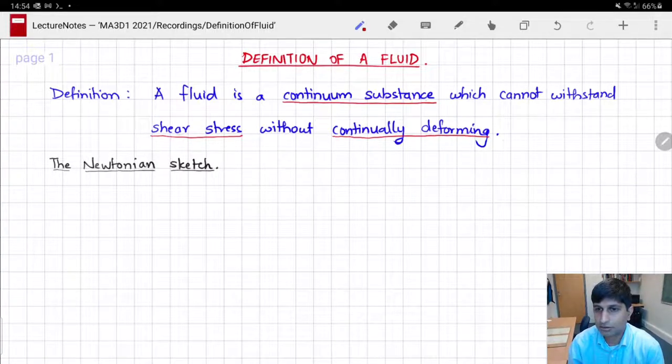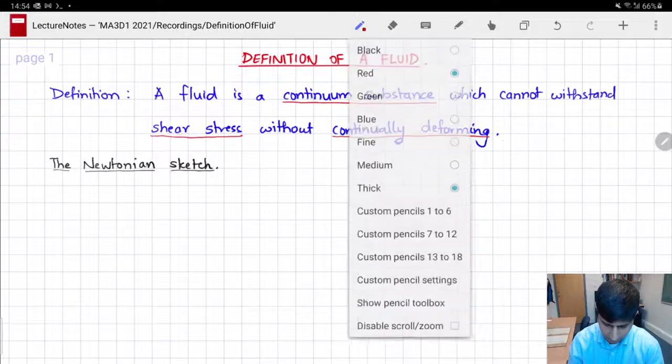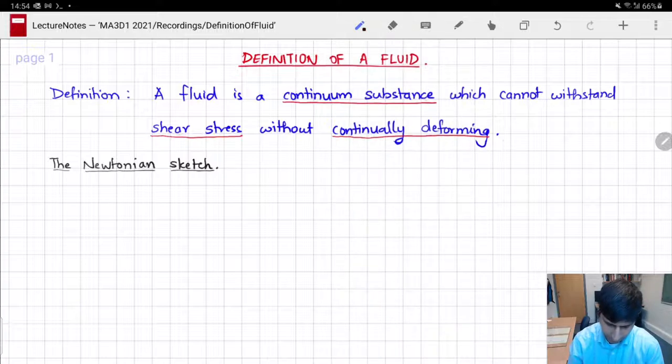We are going to discuss each of these terms in quite some detail in chapter 1, which this is the beginning of. But before we go on, I want to give you some preliminary understanding of what these terms mean. A continuum substance is a substance that is infinitely divisible, which means you can take smaller and smaller portions of the same substance, and the portions have the same properties as the original substance. That's what one means by a continuum substance.